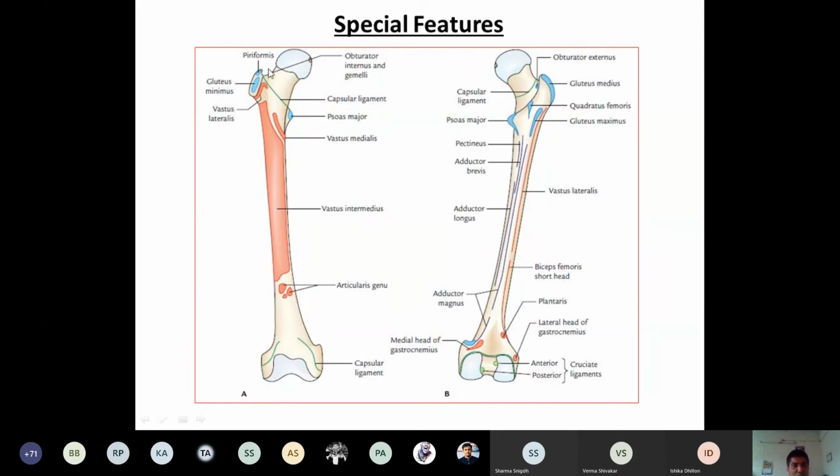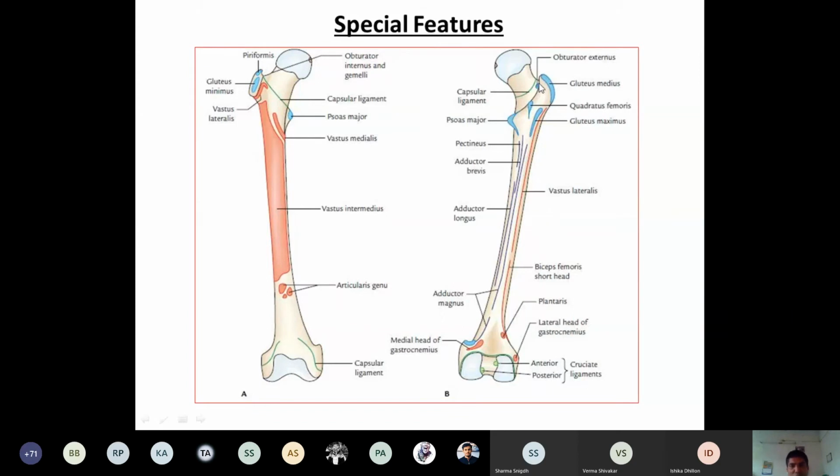I am telling. See here, if you see the greater trochanter, at the apex of the greater trochanter there is the insertion of the piriformis muscle, and on the anterior surface of the greater trochanter there is the insertion of the gluteus minimus. If you see the lateral surface, what is there? There is the insertion of the gluteus medius.